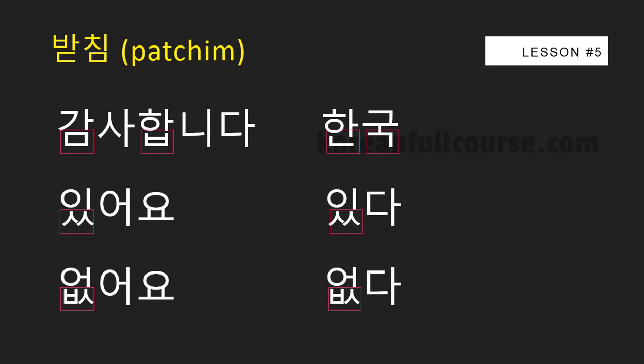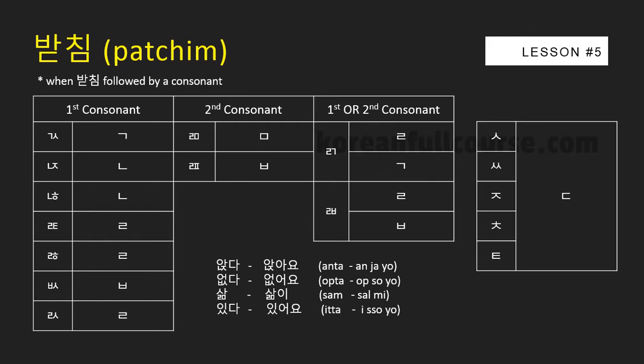When patchims are followed by a consonant sound, something happens to them. They are either pronounced differently. For example, this word, 있다, not 있다. Or one of 2 letters is not pronounced, like here, 없다, 시옷 is not pronounced. But when patchim is followed by vowel sounds, nothing happens. 있어요, 없어요.